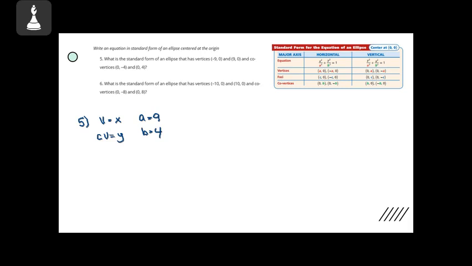So all I need to do then is put my equation together. X squared is going to be over a squared. 9 squared is 81. Then y squared is going to be put over b squared. 4 squared is 16. And it's always set equal to 1.